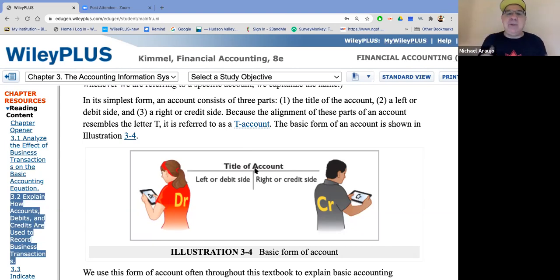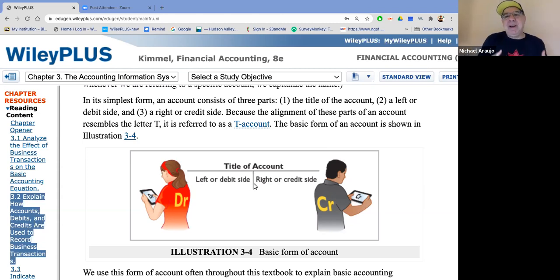And then accounts basically have two sides, okay? There's a left side in the account, and there's a right side to every account. Now, the good news is, all accounts have two sides. Doesn't really matter what the account is. All accounts have a left side and a right side. And only two things can happen in an account. You can either have more of it or less of it.